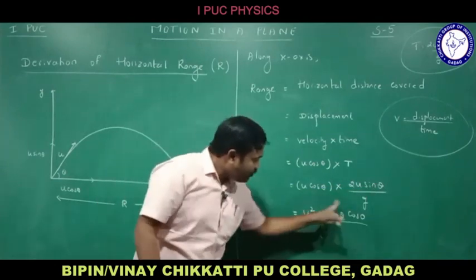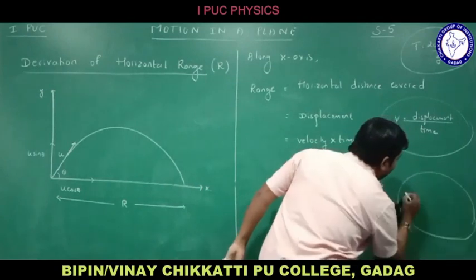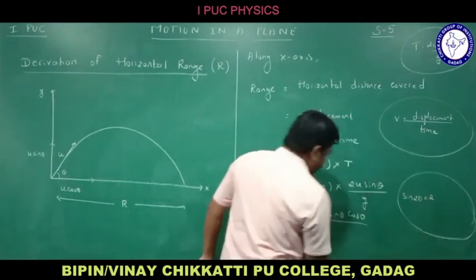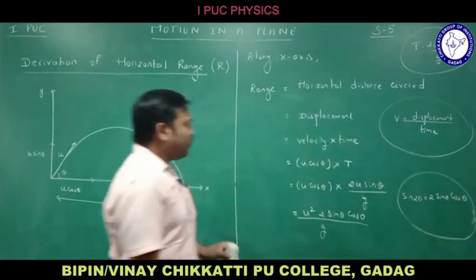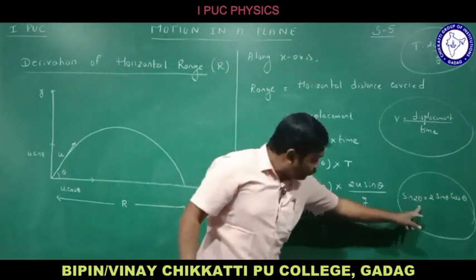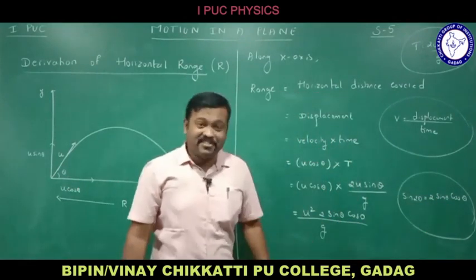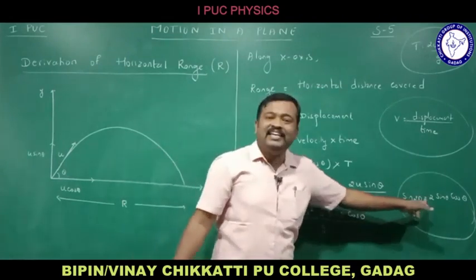But we have the formula for 2 sin theta cos theta. Do you understand here? What is the formula? Sin 2 theta is equal to 2 sin theta cos theta. This is the trigonometric identity. So whenever you have 2 sin theta cos theta, it can be replaced by sin 2 theta.